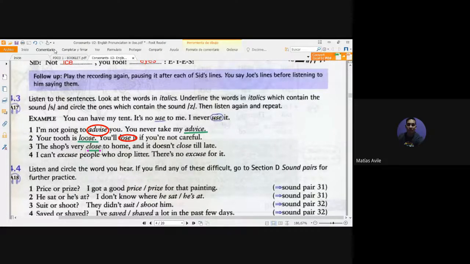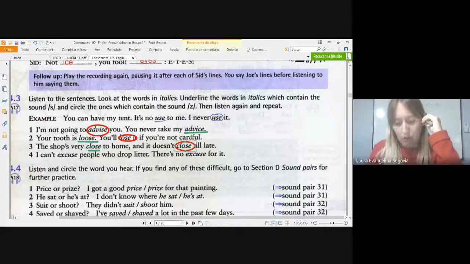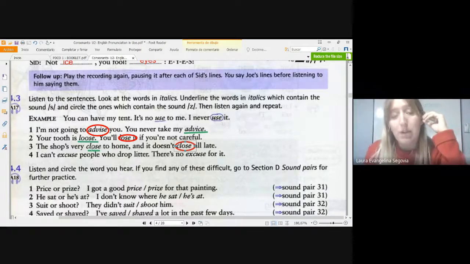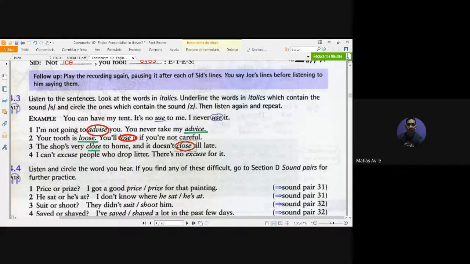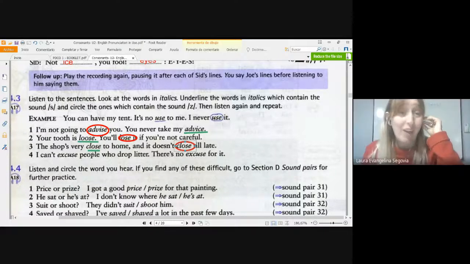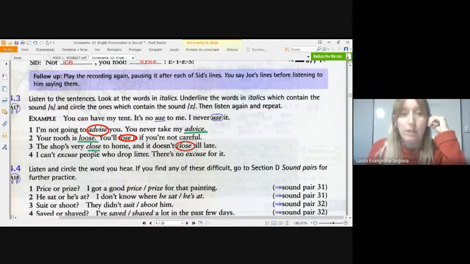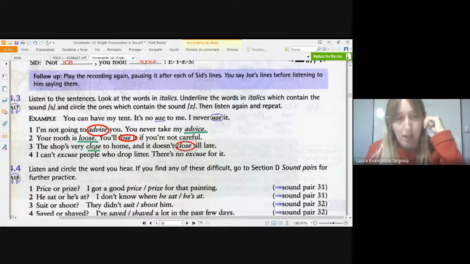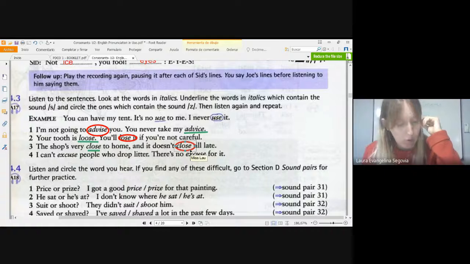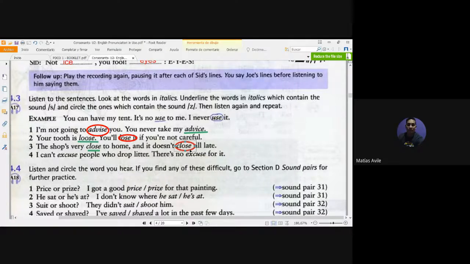It doesn't close till late with a circle. Okay, got close. Here, what is the meaning of close here? Near. Okay, near. So in this case, when close means near, we say close. And when it is the verb, how is it, Matthias? Close. Okay.